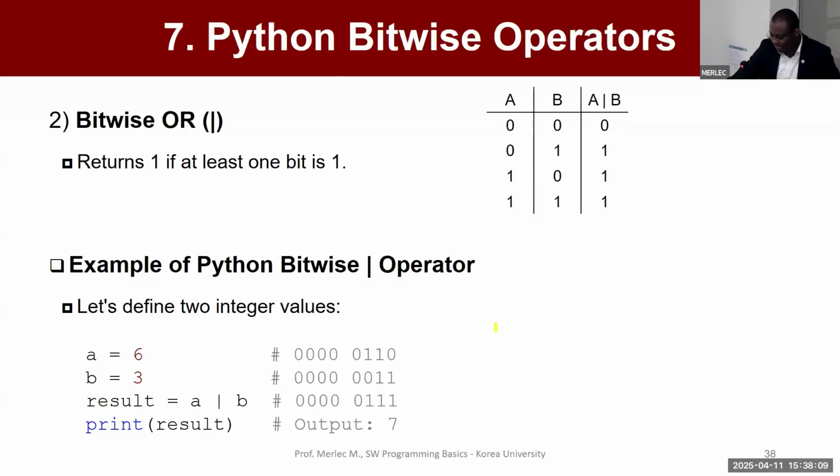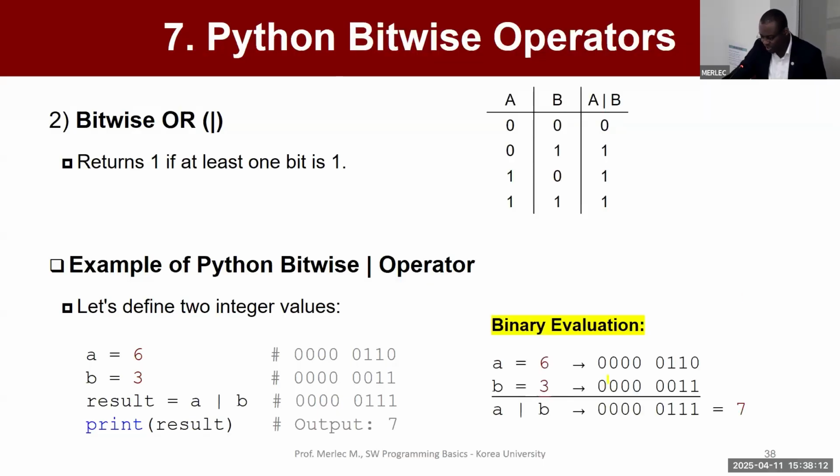So what it does is just the operation on binaries. A, which is assigned 6, is represented as 0, 1, 1, 0, and then 3 is 0, 0, 1, 1, which corresponds to 0 or 0 gives 0, 1 or 0 gives 1, 1 or 1 gives 1, 0 or 1 gives 1. This will be equivalent to 7 in the decimal numbering system.